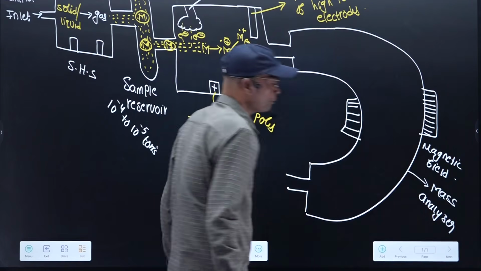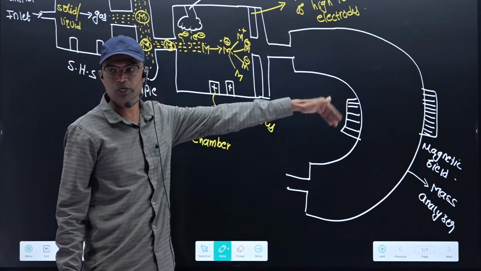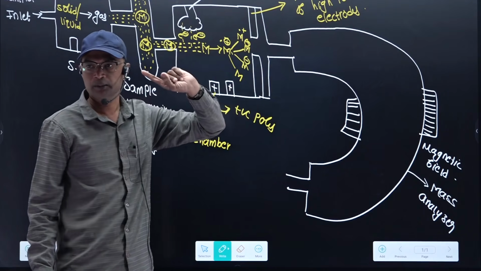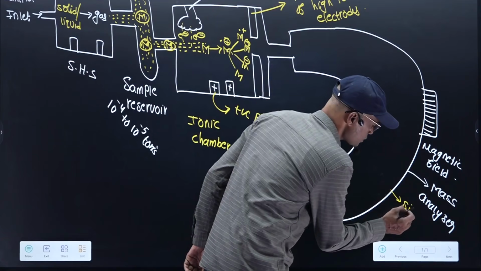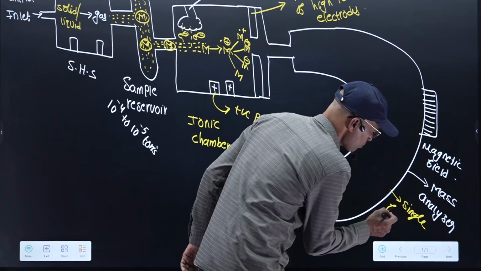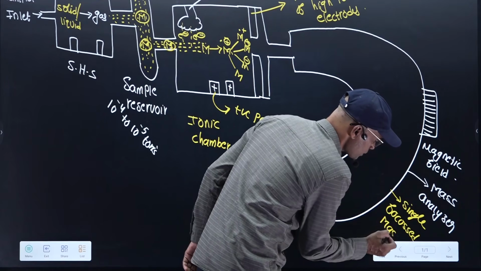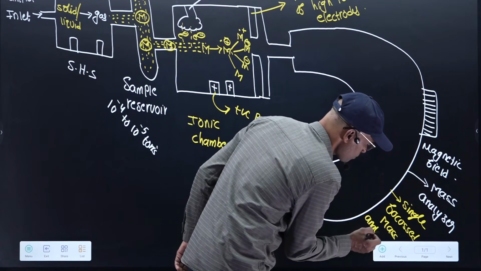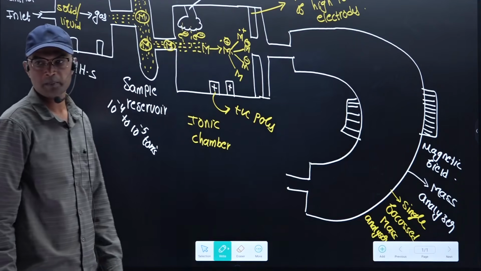So how many magnetic fields are present? Only one magnetic field. How many fields are there in this U chamber? The U chamber carries only one field. So when one field is present, that is called a single focused mass analyzer. You remember this point.